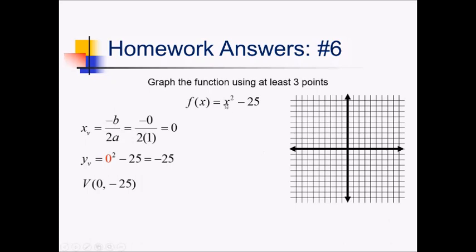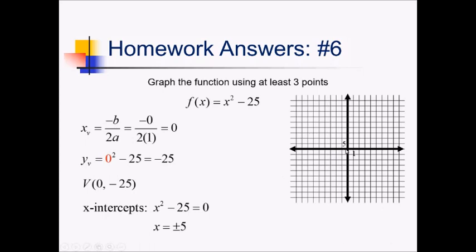So let me find the zeros by setting this equal to 0 and solving. So if I add 25 and square root both sides, then I end up with x equals plus or minus 5. And now let me graph out these points. I've got 0, negative 25, 5, 0, and negative 5, comma 0. Now in order to graph these out, I'm going to have to change my scale a little bit. I'm going to make my y values go by 5s. The x values can still go by 1s, but if I make the y values go by 5s, then graphing out 0, negative 25 will be a little bit easier.